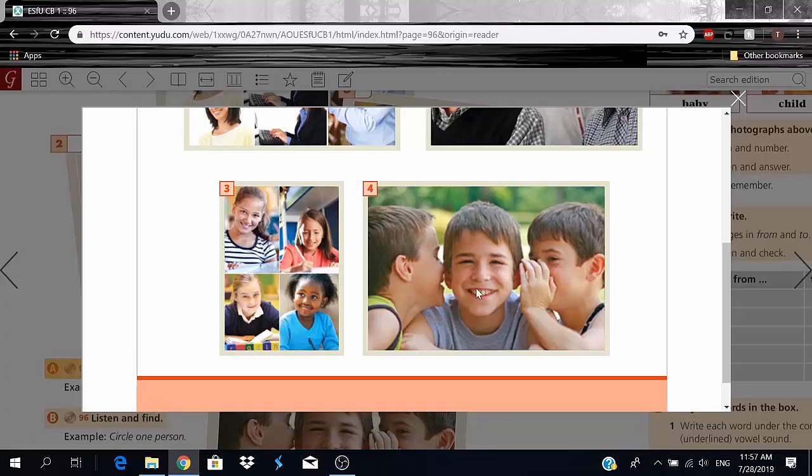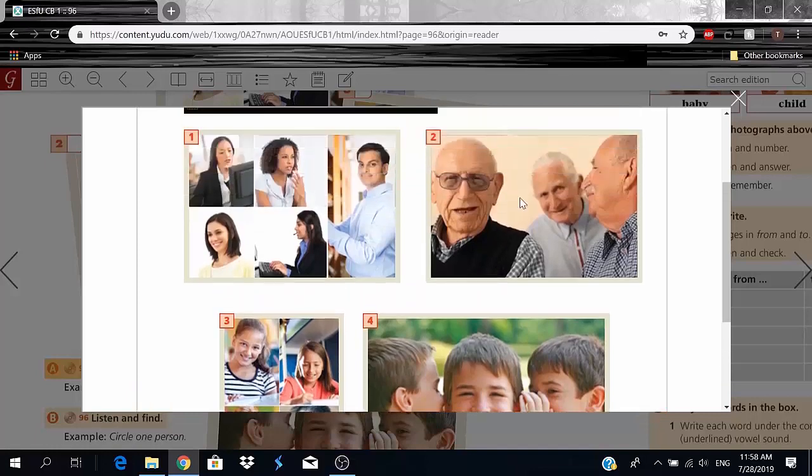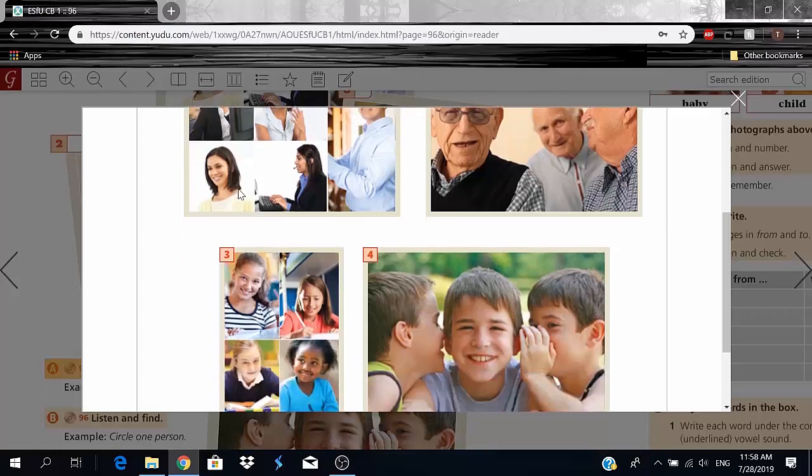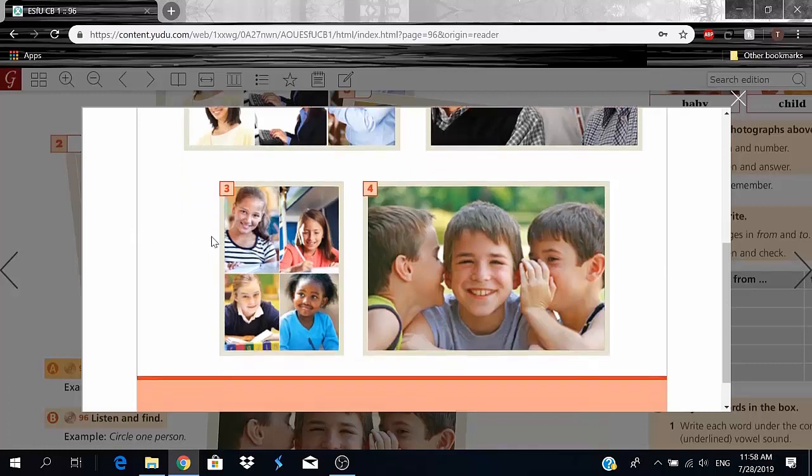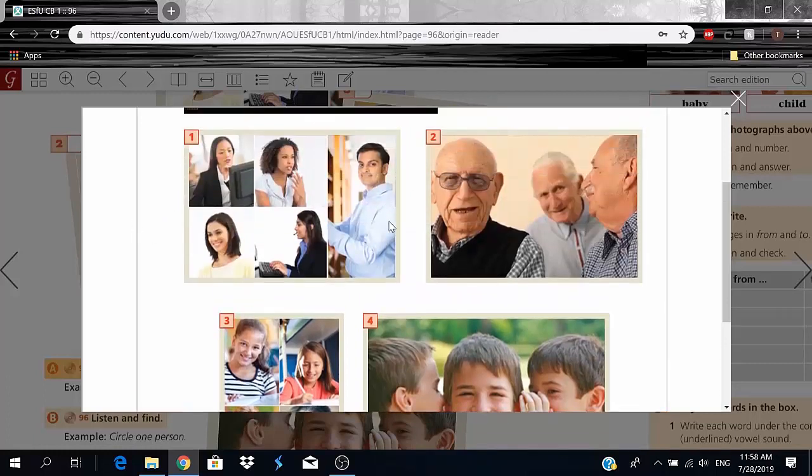So boys, the plural of boy is boys, okay? Then we have girls, the plural of a girl is girls. Then we have men, okay? These are men, I told you guys. Women, okay? Women. Children, okay? The plural of a child is children, so I write the word child and then R-E-N. So children.